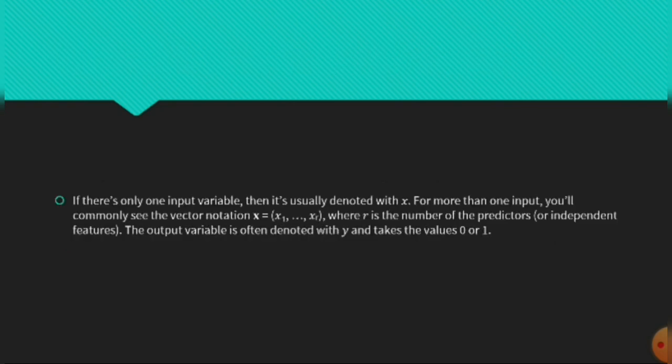And if there's only one input variable, then it's usually denoted with x. For more than one input, you'll commonly see the vector notation x equals (x1, ..., xr), where r is the number of the predictors or independent features. The output variable is often denoted with y and takes the values 0 or 1.